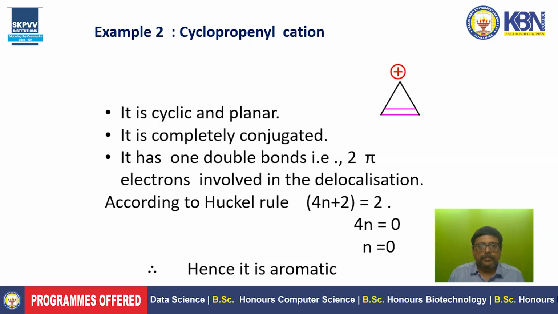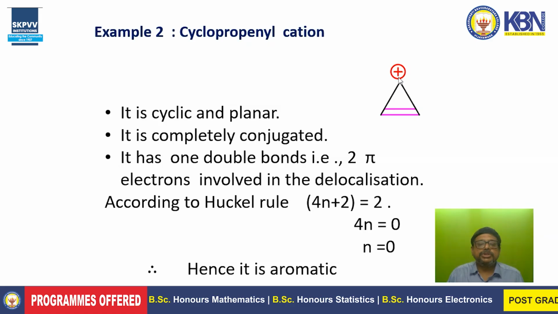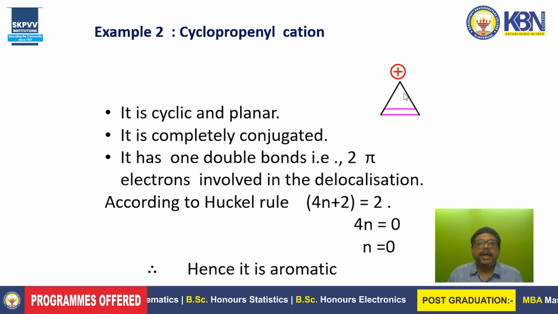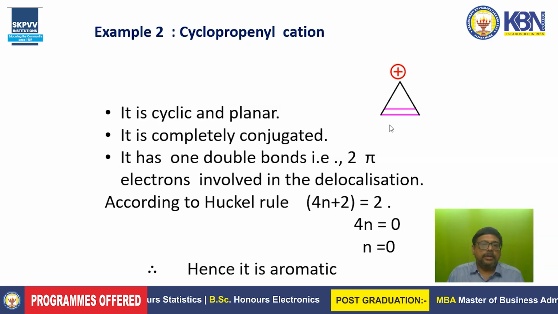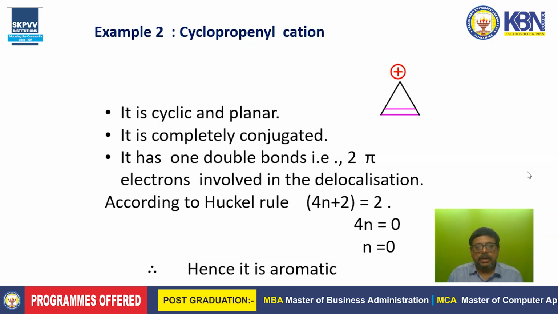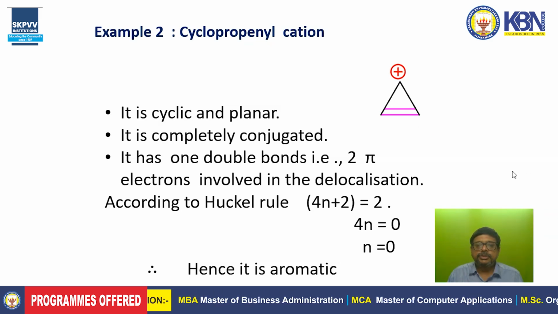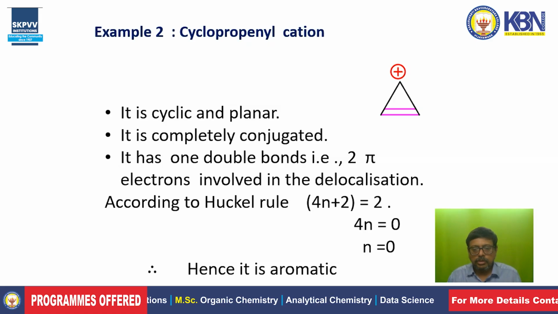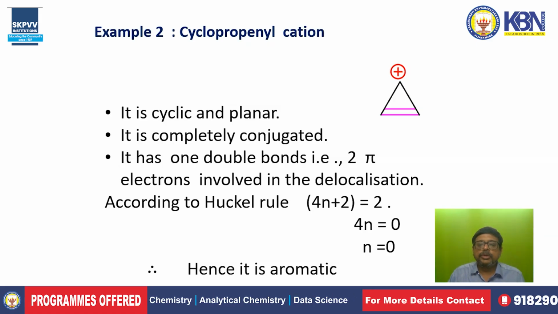Second example, cyclopropenyl cation. Here in this ring there are 3 carbon atoms in a cyclic manner and moreover it has 1 positive charge. So it is cyclopropenyl cation. It is cyclic and planar. It is completely conjugated and has 1 double bond, that means 2 pi electrons involved in the delocalization. According to the Huckel rule, 4n plus 2 is equal to 2 pi electrons. So 4n is equal to 0. Therefore n is equal to 0. So it is also a Huckel number.